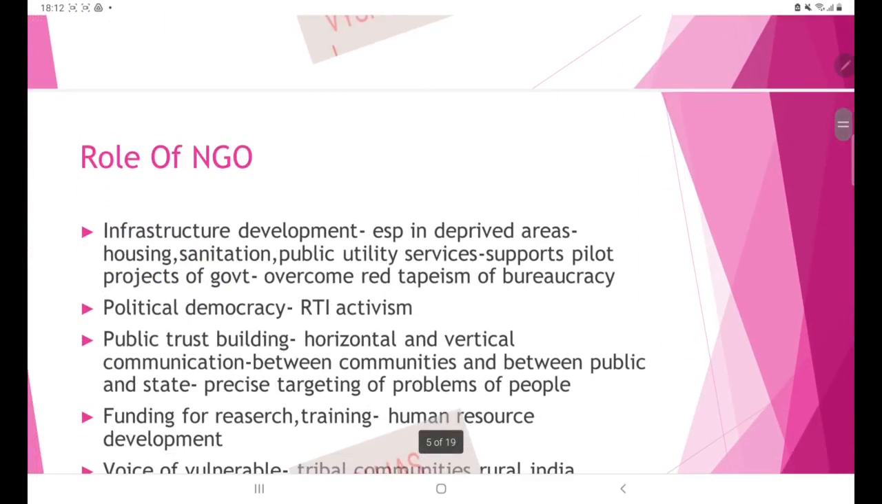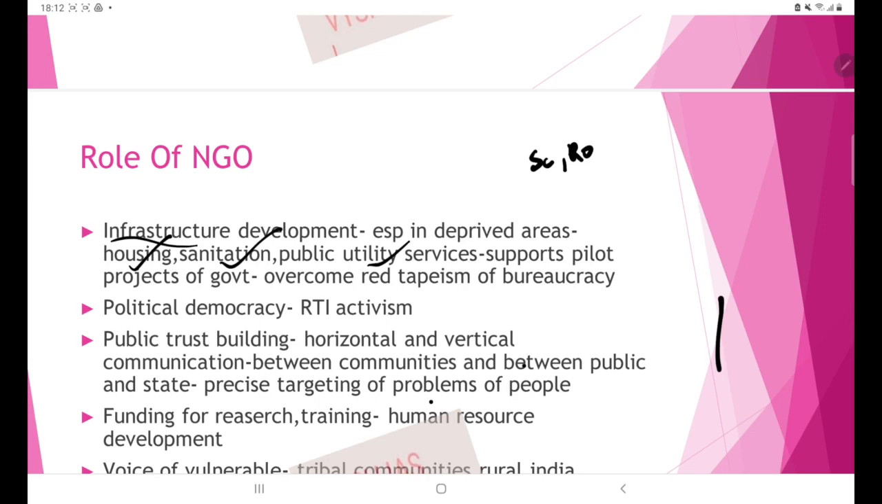Then, what is the role of NGOs in India? In India, we have poor infrastructural development, especially in deprived areas. Schools are not there, roads are not there, colleges are not there, even primary healthcare centers are not there. So NGOs are actually driving the infrastructural development in terms of housing, sanitation, public utility services, etc.